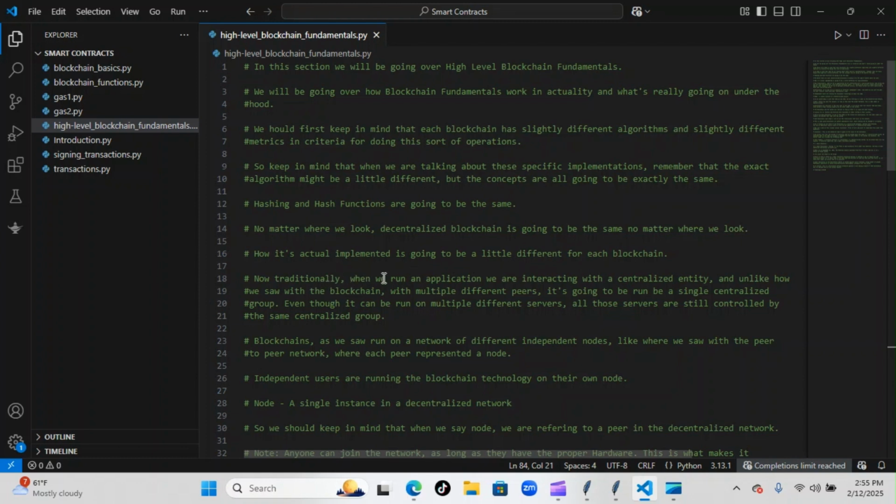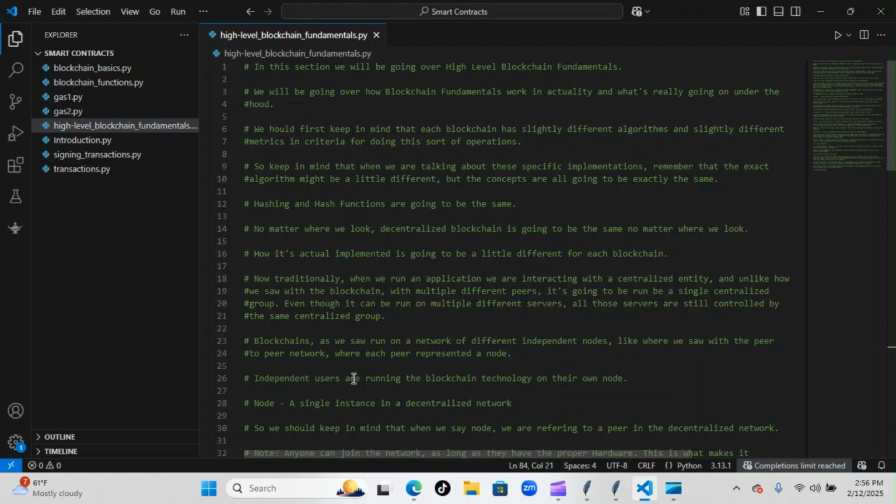Now, traditionally, when we run an application, we are interacting with a centralized entity. Unlike how we saw with the blockchain, with multiple different peers, it's going to be run on a single centralized group. Even though it can be run on multiple different servers, all servers are still controlled by the same centralized group. So, unlike the blockchain, traditional servers are going to be controlled by one centralized location as opposed to a decentralized network. So blockchains, as we saw, run on a network of different independent nodes, like what we saw with the peer-to-peer network, where each peer represents a node.